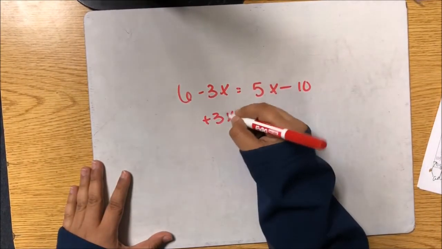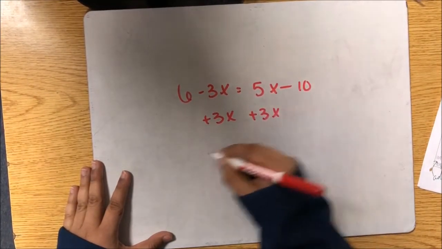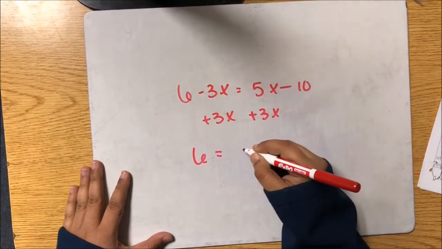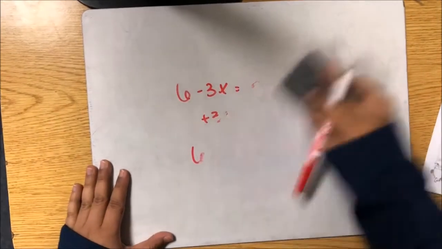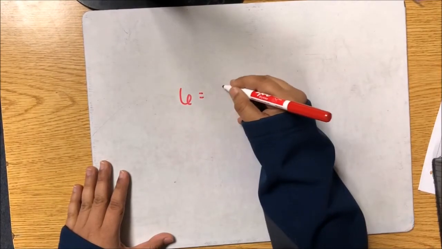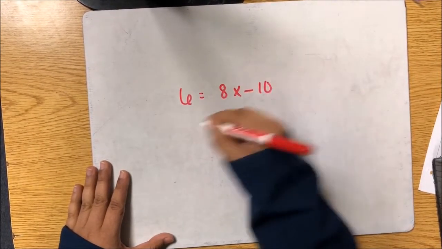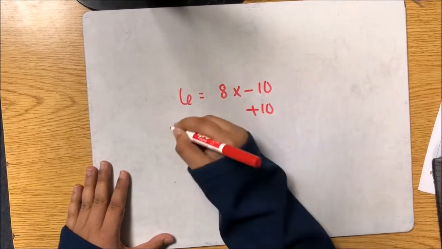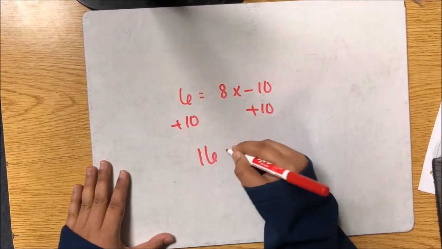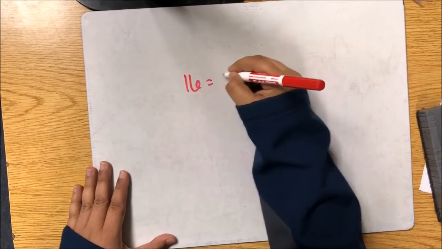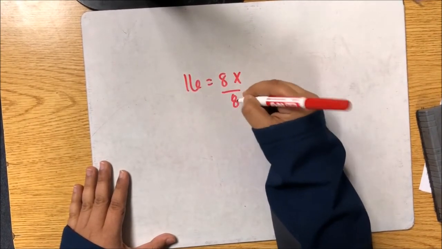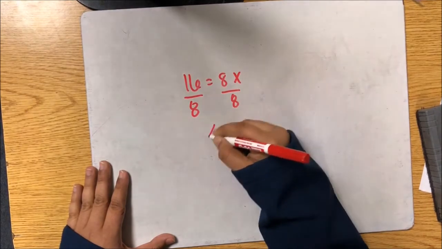Then we would add 3x to both sides, putting all the variables on one side, leaving us with 6 equals 8x minus 10. Then we would add 10 to both sides, putting variables on one side and constants on the other. That would leave us with 16 equals 8x. Last, we would divide both sides by 8, so x would be by itself, leaving us with x equals 2.